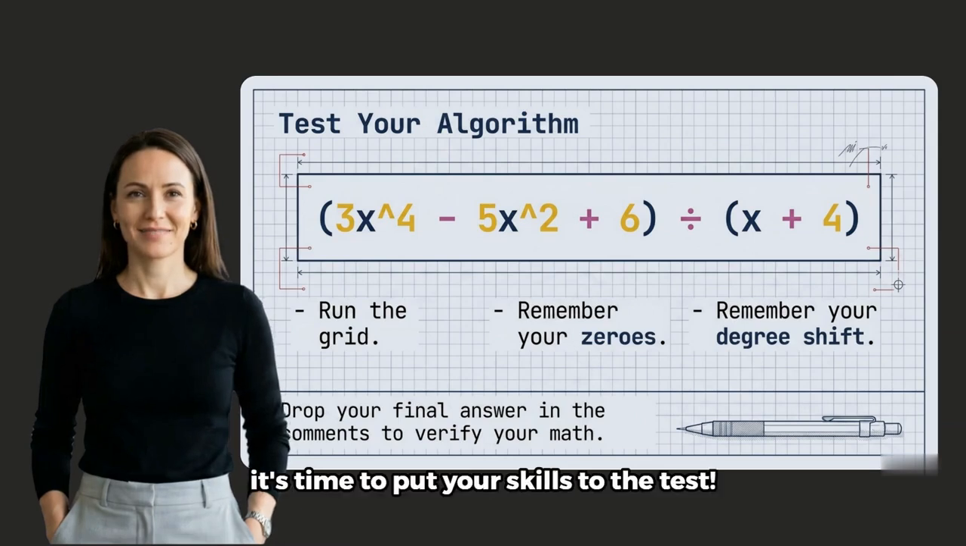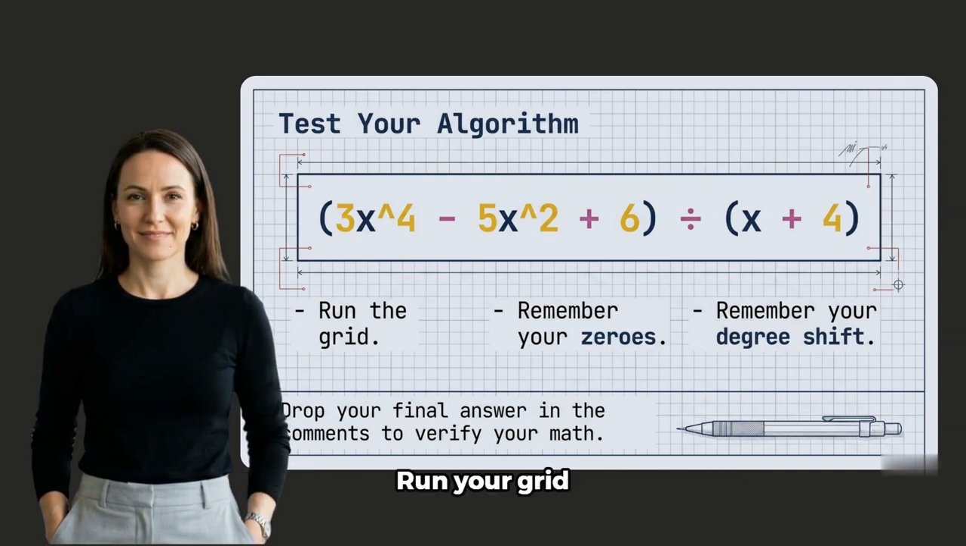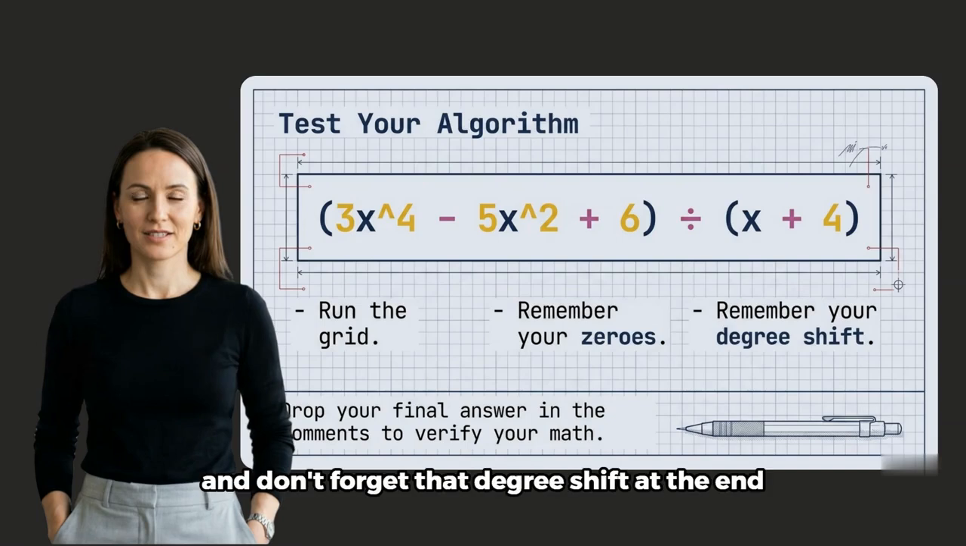Alright, it's time to put your skills to the test. Try dividing this polynomial by x plus 4. Run your grid, watch out for the missing terms, and don't forget that degree shift at the end.